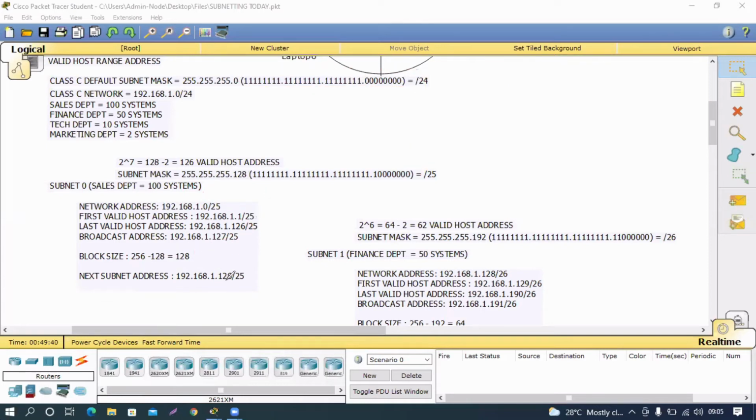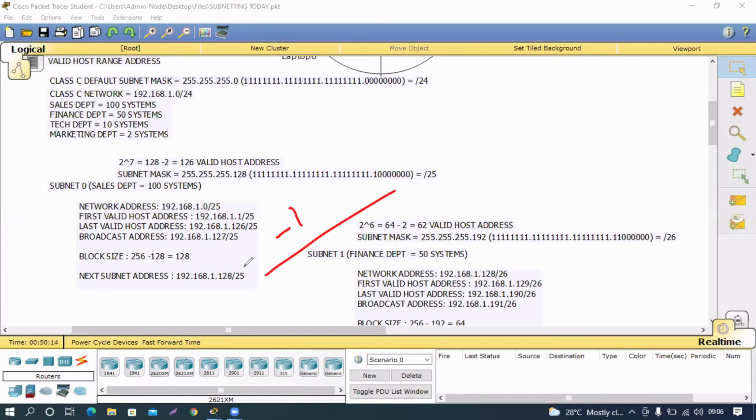Now, once you have got the next subnet address, finding this address is very easy, everyone. This is a formula, remember. All you have to do is subtract 1 from the fourth octet of the next subnet address, and you get 127. That is your broadcast address. And subtracting 1 from this broadcast address, you get the last valid host address.